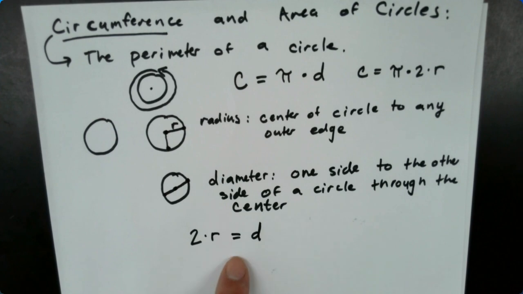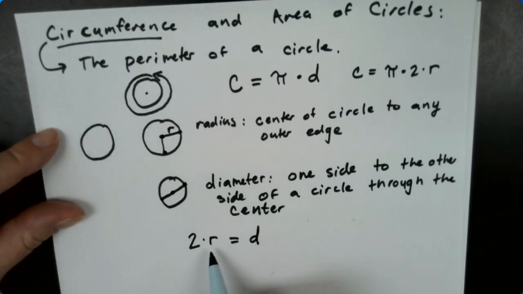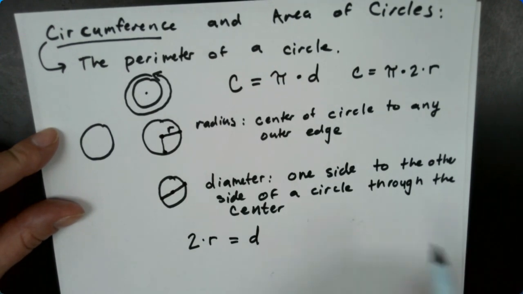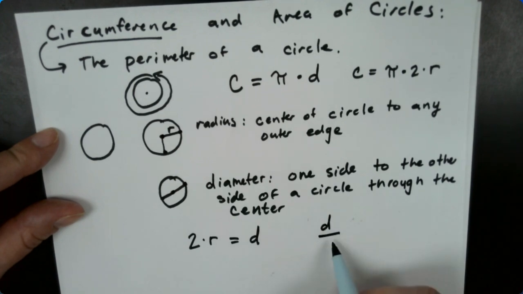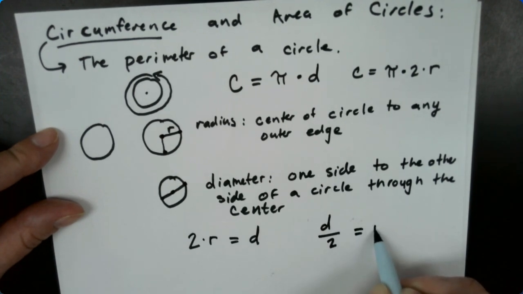So we are going to have to use this on our assignment. Sometimes we get the radius, sometimes we get the diameter, sometimes we need the other one. So if we have the radius and we multiply that by 2, we can get the diameter. If we take the diameter and we cut it in half, we divide by 2, that will give us our radius.